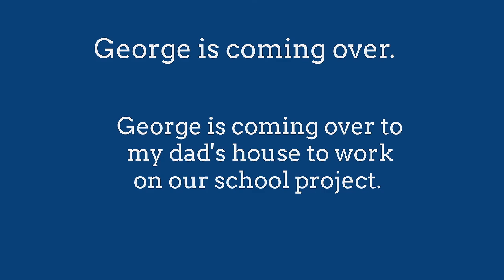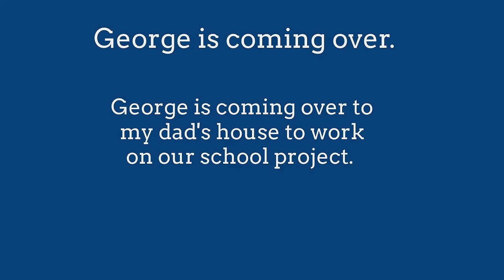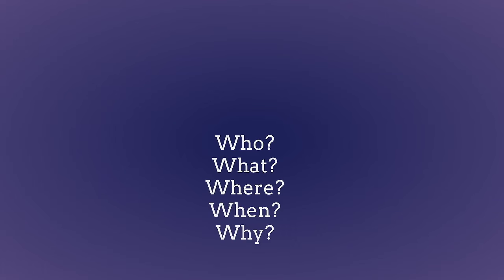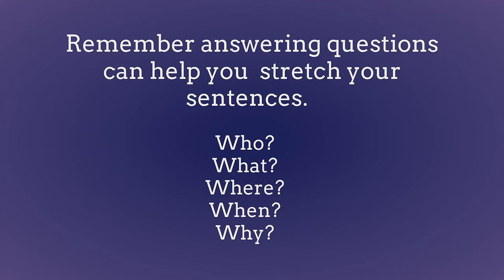Let's look at these 2 sentences. George is coming over, or George is coming over to my dad's house to work on our school project. The sentence, George is coming over to my dad's house to work on a school project, gives more information. It says where and why. Remember to ask yourself some questions like who, what, when, where, and why to make your sentences have more information.